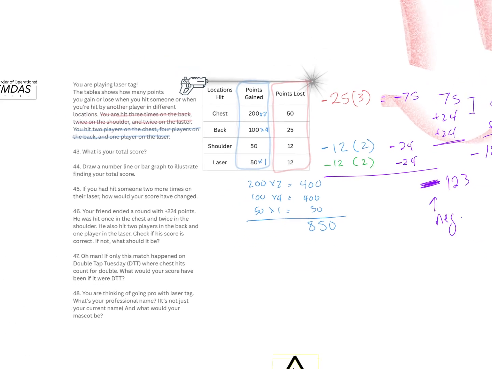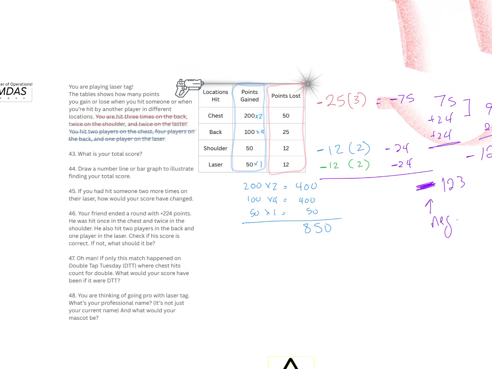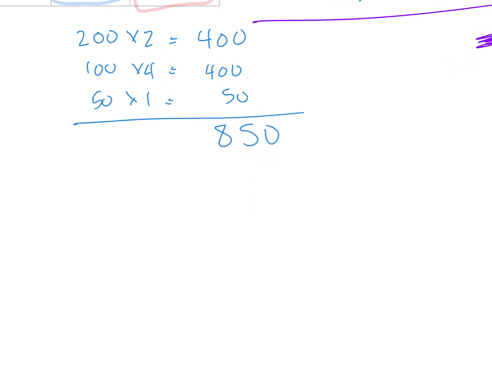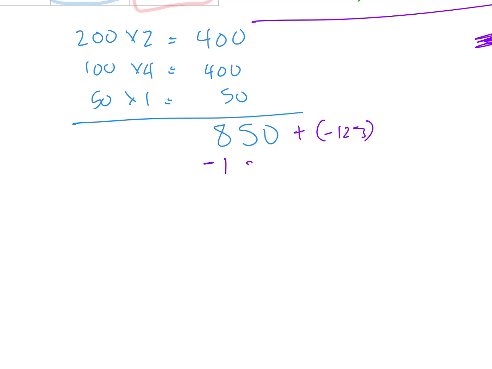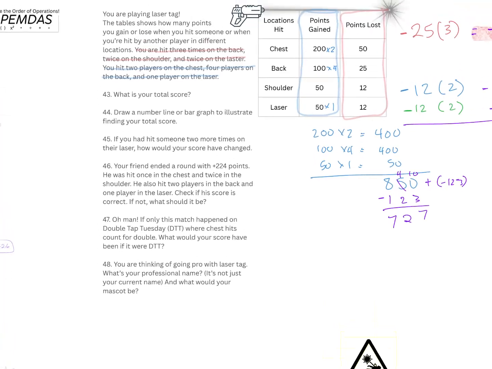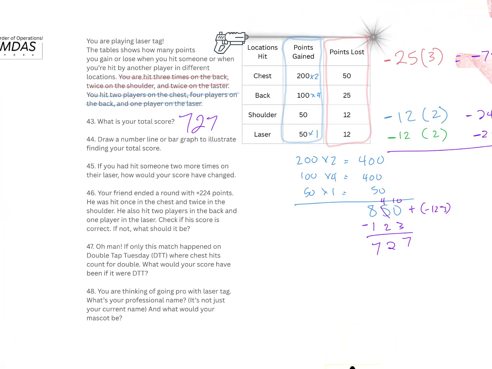And why did I go ahead and come up with the results of all that? Well, it's a math test, right? So we're probably going to be doing something like that. In fact, it asks, what is your total score? So that's where it's going to come into play. So 850 plus negative 123, which you could just subtract 123, right? So we end up getting 727 as your total score. It's positive. We don't really need to write that, but it is positive. Okay, so we're done with that one.